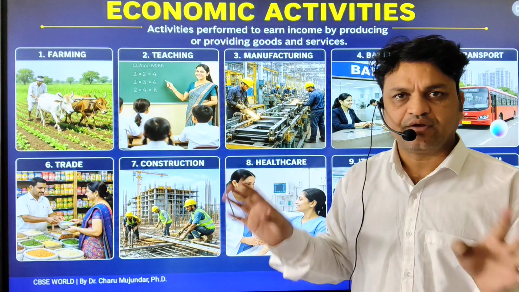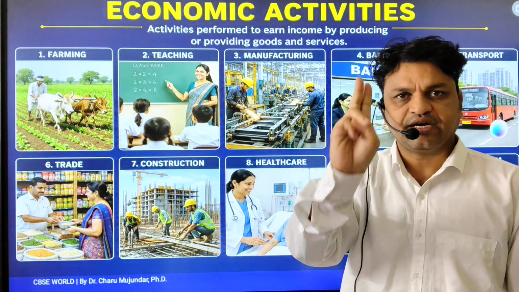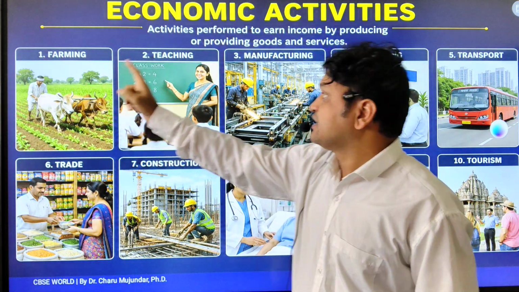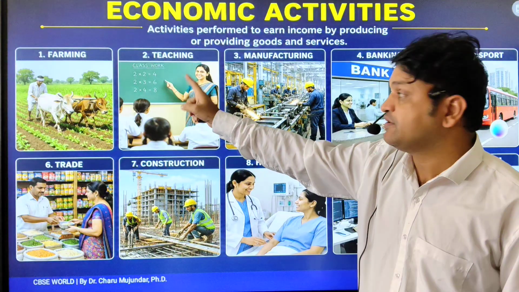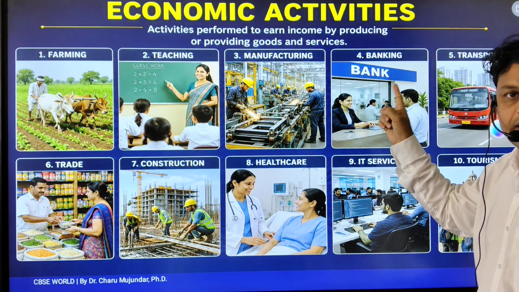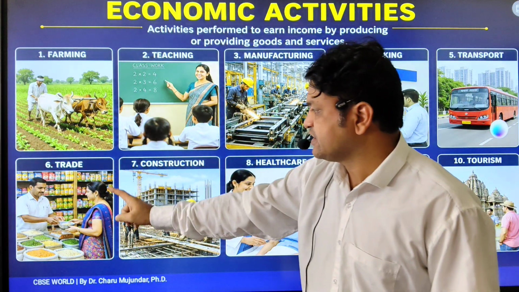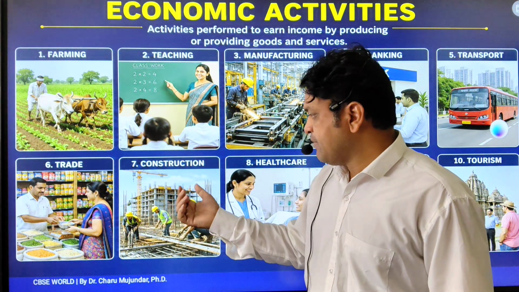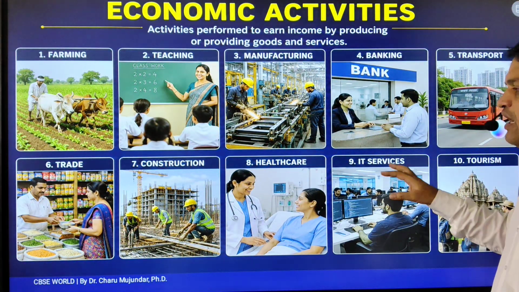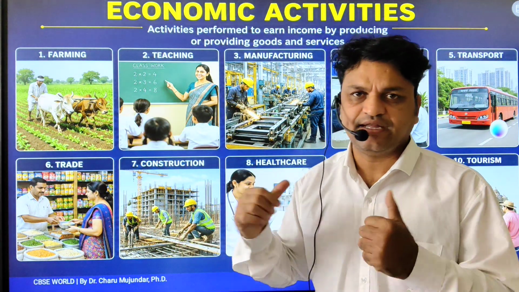So these economic activities we primarily classify into three sectors: primary sector, secondary sector, and tertiary sector. Farming comes under the primary sector. Teaching comes under which sector? Service sector. Manufacturing comes under the secondary sector. Banking, service sector. Transport, service sector. Trade, service sector. Construction, manufacturing sector. Then healthcare, IT services, tourism, all these are service sector. So we have the features of primary sector, secondary sector, and tertiary sector.